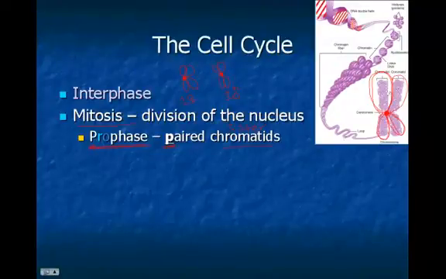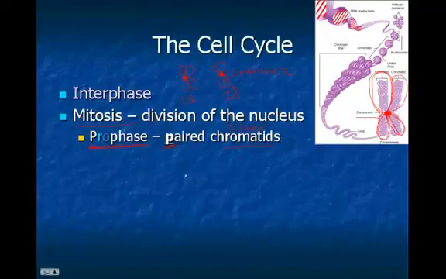Now, those sister chromatids are going to be attached together at this area called the centromere. So where these duplicate copies are attached to each other, where the sister chromatids are attached to each other, we call this the centromere.